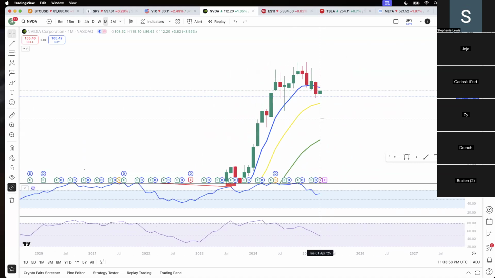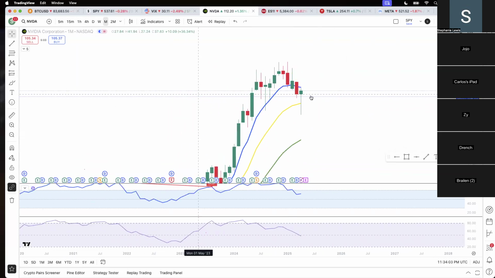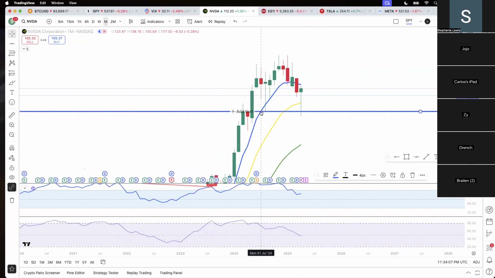All right, cool. So again, here's the monthly chart for NVIDIA. NVIDIA had basically consolidated here at this 90 level.